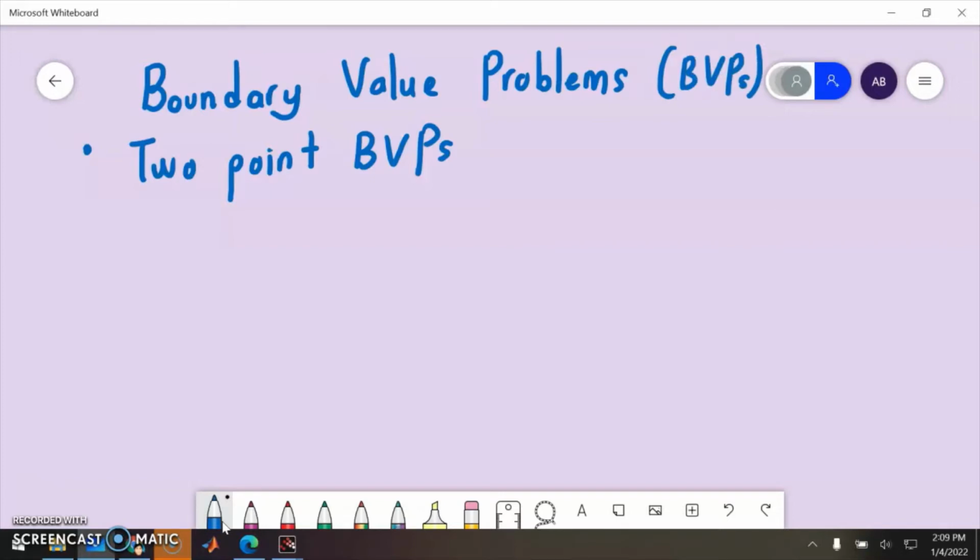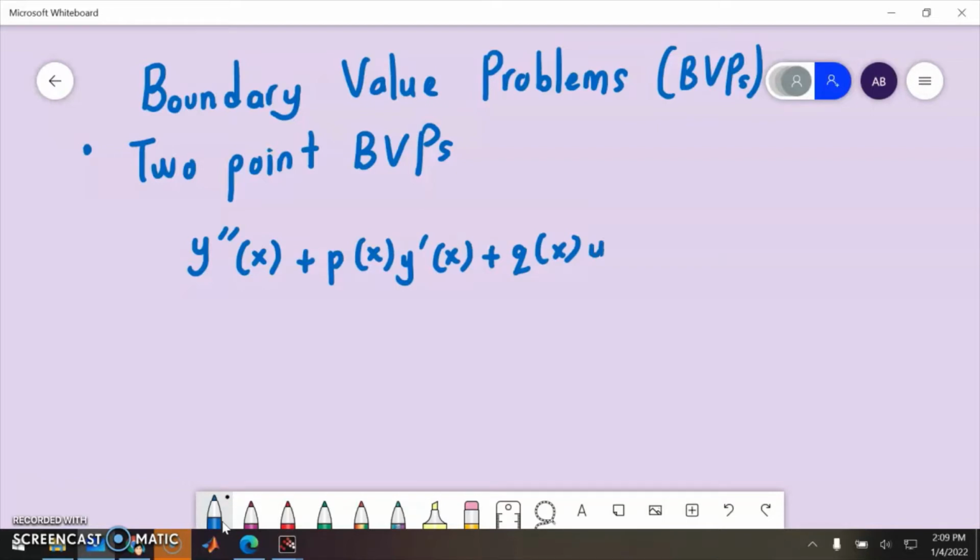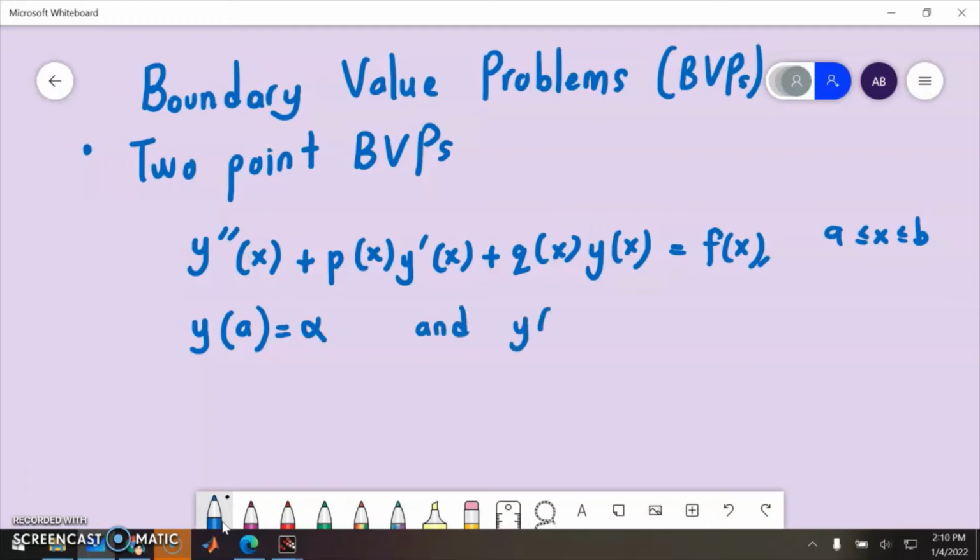Now, a linear second order boundary value problem is given in this form: y''(x) + p(x)y'(x) + q(x)y(x) = f(x), where x is in the range a to b, and we have the boundary conditions y(a) = alpha and y(b) = beta.